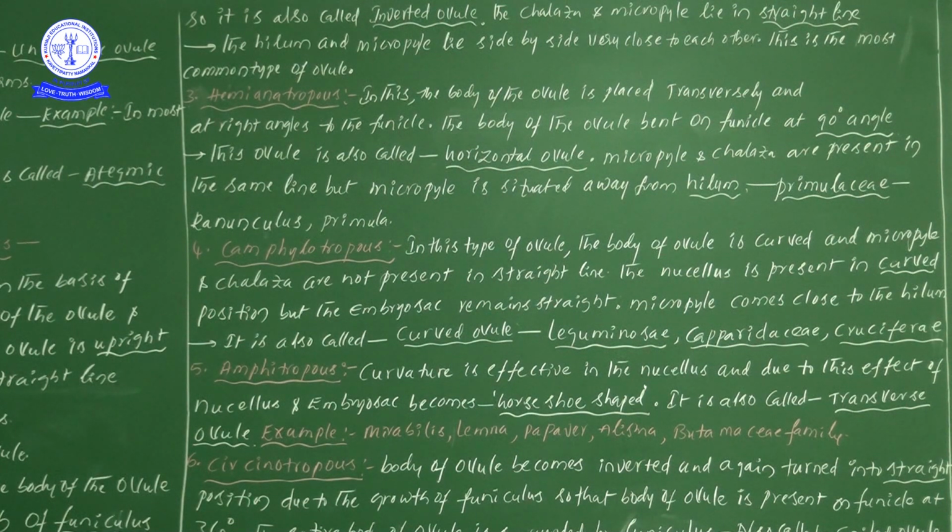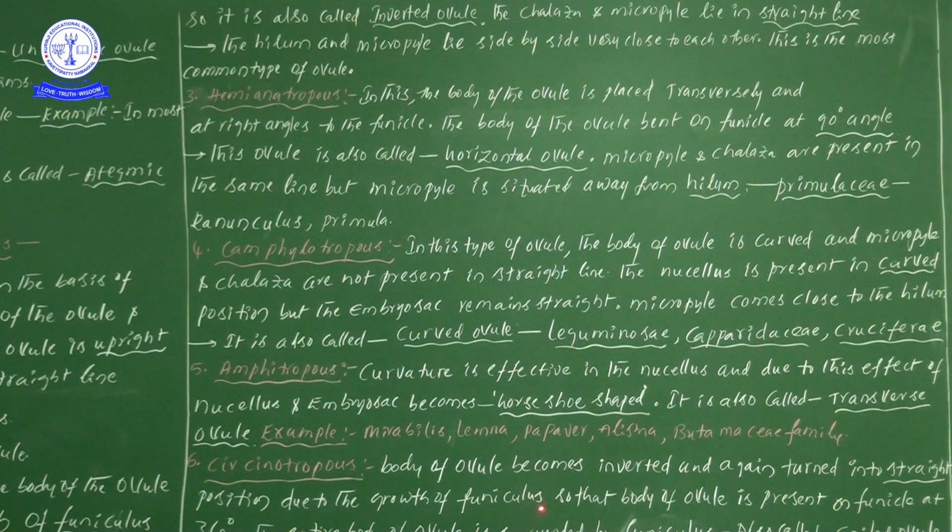And the last and final one, the circinotropous ovule. In the circinotropous ovule, the body of the ovule becomes inverted and again turned into a straight position.